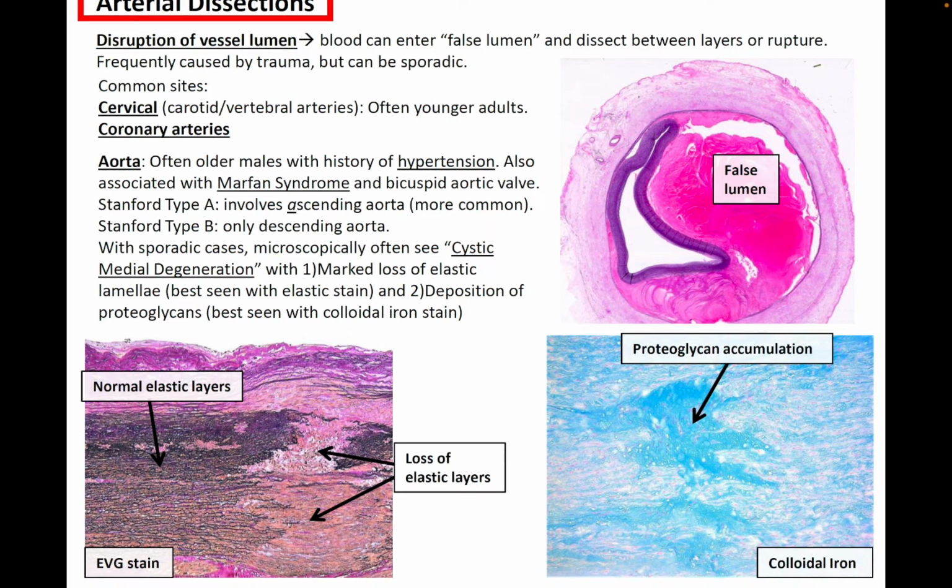So with sporadic cases, microscopically, you often see cystic medial degeneration with marked loss of elastic lamella, which is best seen with the elastic stain. And you'll have deposition of proteoglycans, which is best seen with the colloidal iron stain. So that elastic stain is going to show that marked loss of the elastic lamella, as shown here. So you have normal elastic layers and loss of the elastic layers, and this is using the EVG stain. In this image on the right, we have proteoglycan accumulation as demonstrated by colloidal iron.